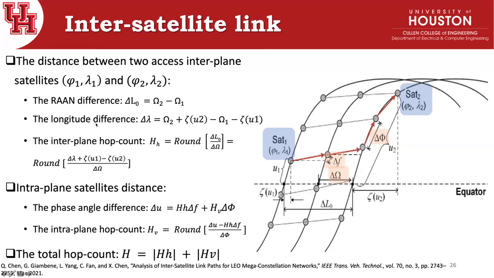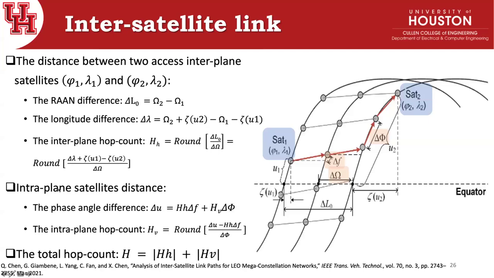And the longitude, because with the given equation of the longitude, we can also have this equation. So to calculate the inter-plane hop count, which is the result of delta L omega divided by delta big omega. Here, the delta big omega is what we have calculated in the previous slides, which equals 2 pi divided by p.